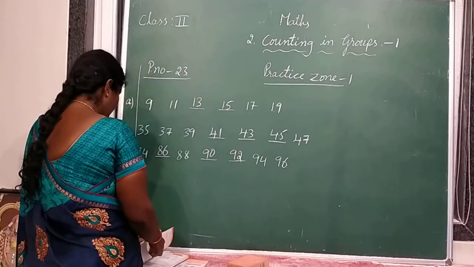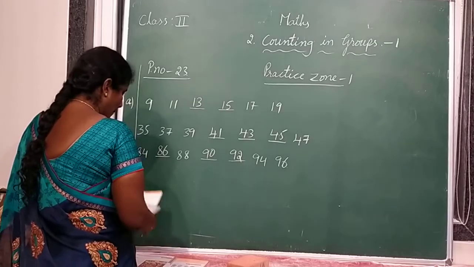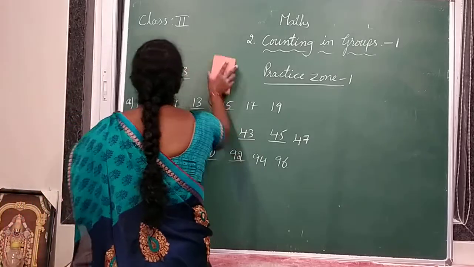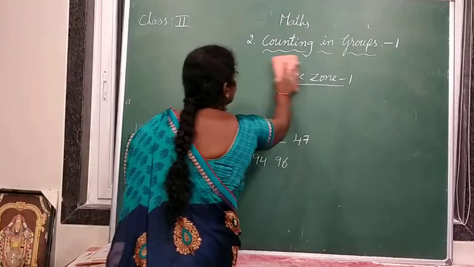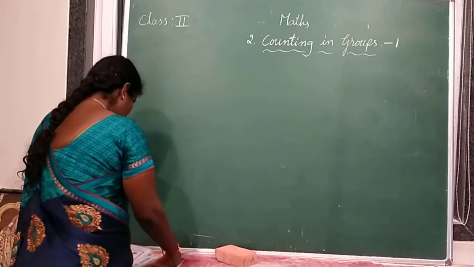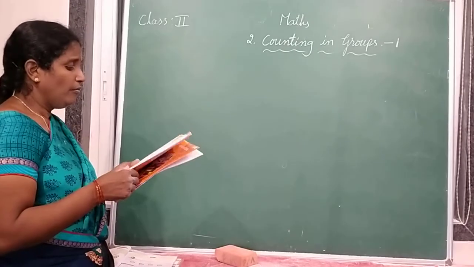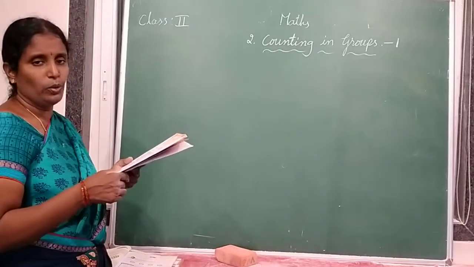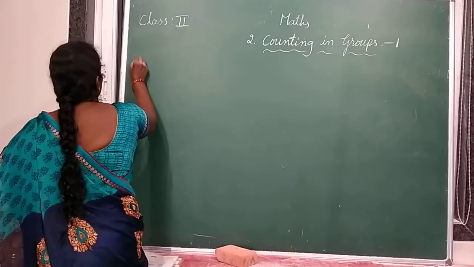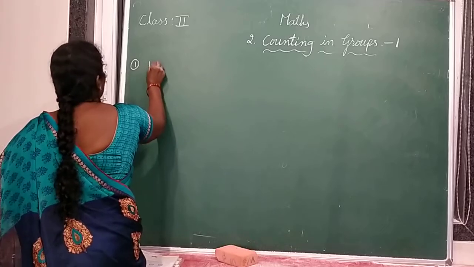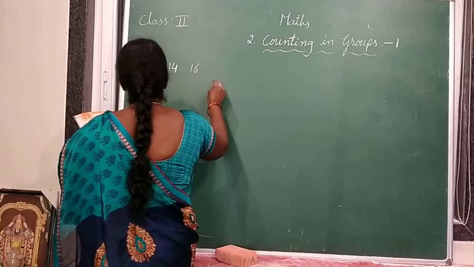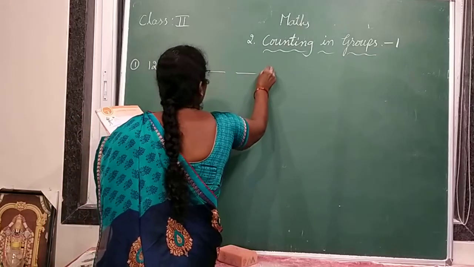So copy these answers first. After that, open your workbook. 17. Fill in the missing numbers by counting in twos. So try these answers. I will give 2 minutes time. In that time I will copy the questions. Okay children? 12, 14, 16. This is also counting in twos.